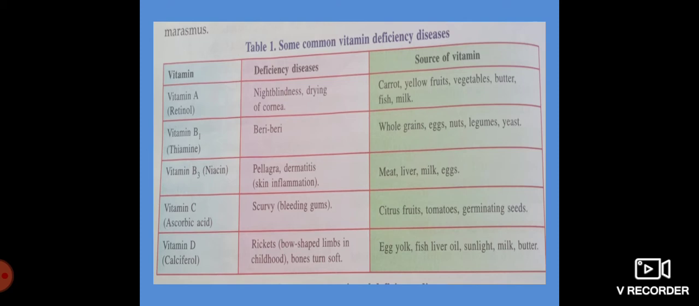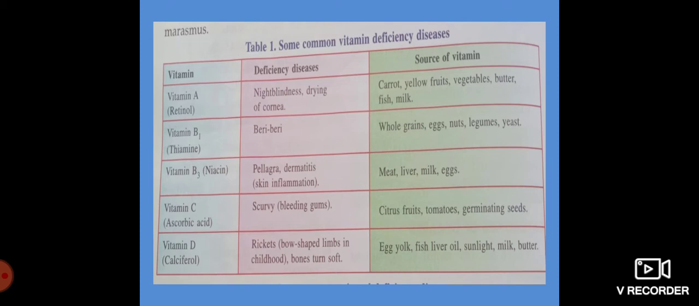And next is vitamin C, which is called ascorbic acid. The deficiency of vitamin C causes scurvy. Scurvy means bleeding gums. The sources of vitamin C are citrus fruits, tomatoes, germinating seeds, etc. They are rich in vitamin C.